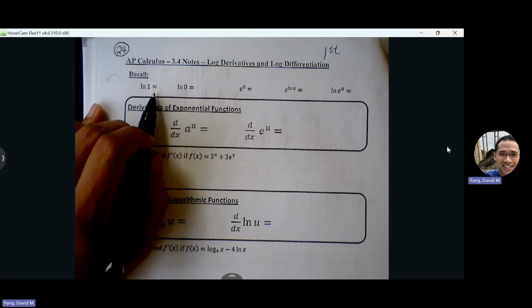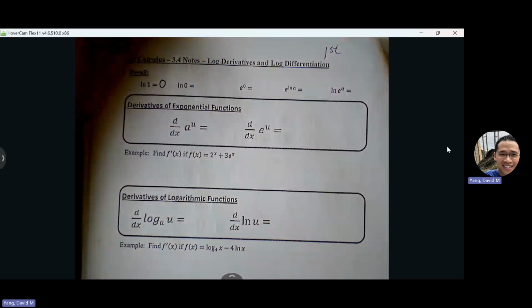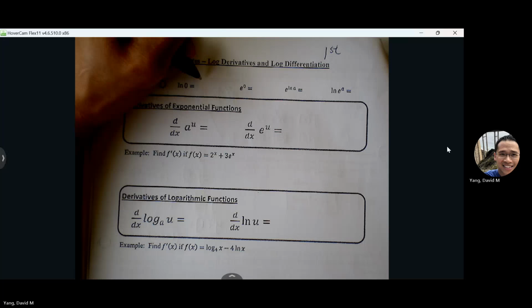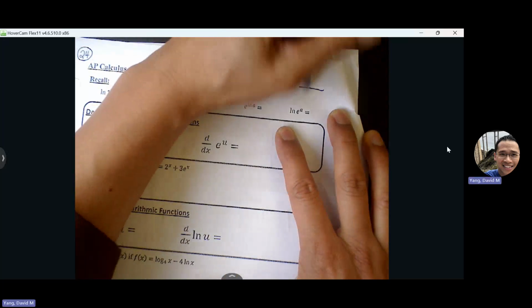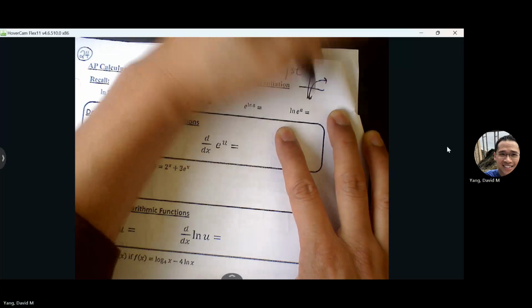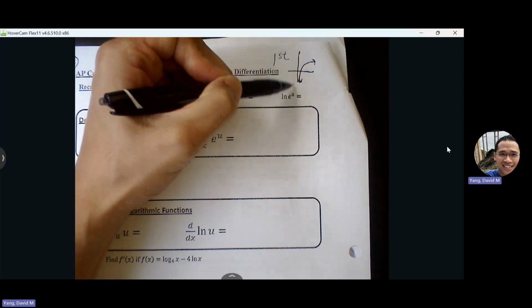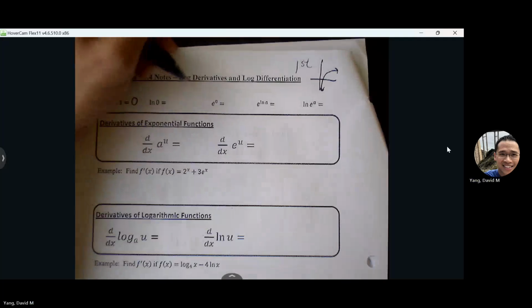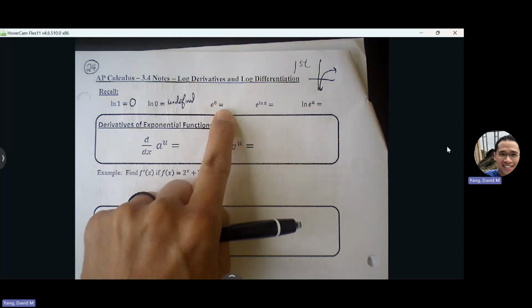Natural log of 1. If you guys remember, what's natural log of 1 equal to? 0. Yeah. What about natural log of 0? It's not 1. Here's what the natural log graph looks like. What's happening on the y-axis? Vertical axis. So natural log of 0 is undefined, because e to the 0 is 1. Yeah, anything raised to 0 is 1.